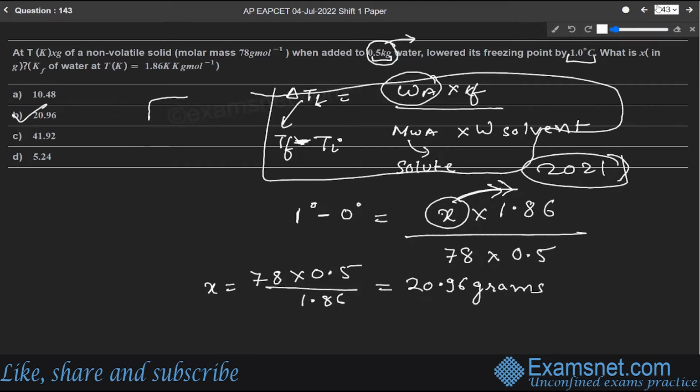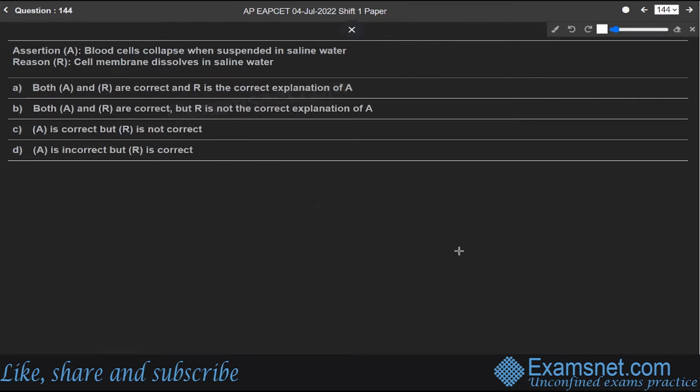Yes. Let's look at the next question. So the next question is basically from biochemistry, right? There's a chapter, biomolecules, in 12th grade. This question is from that particular topic. No, wait a minute, this question is from surface chemistry. Actually, I saw blood cells, so I was confused. So this is from surface chemistry. There's one topic, osmotic pressure. So let's read this question line by line.